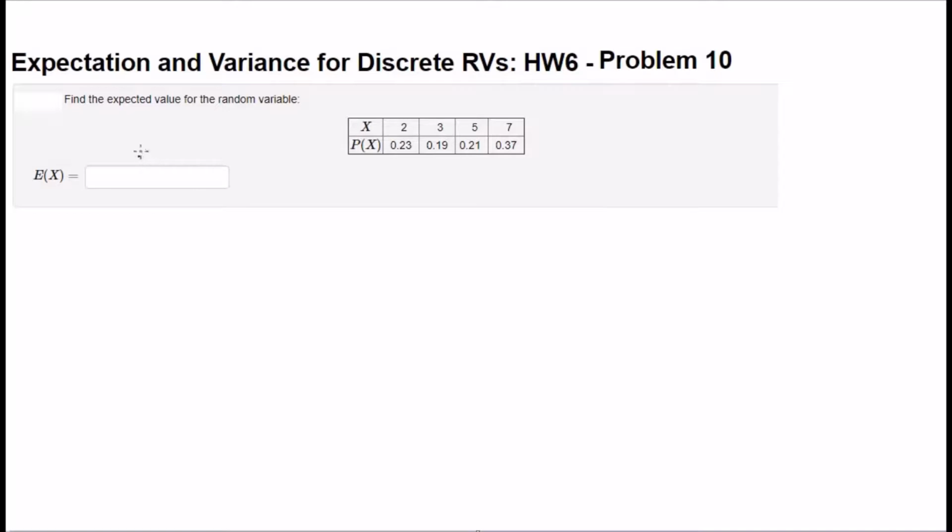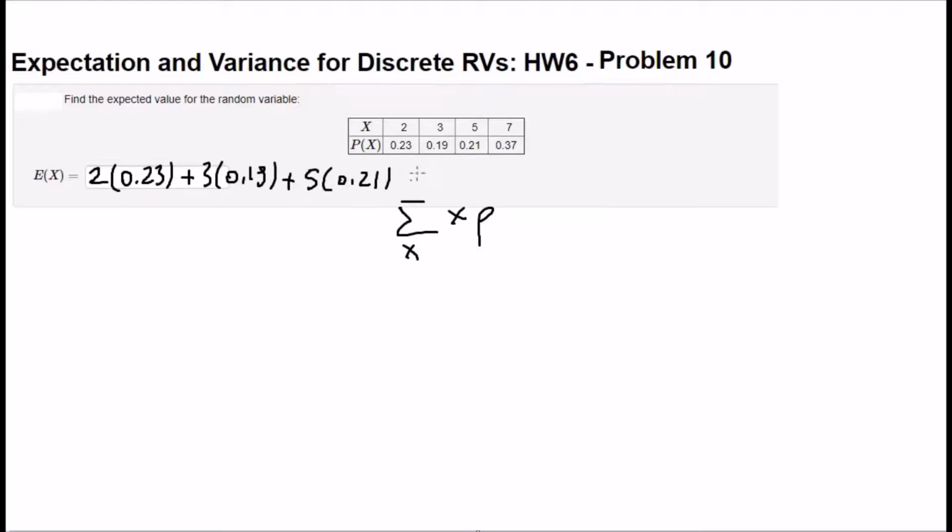Problem number 10. Find the expected value for the random variable. Expectation by definition is outcome x times the probability of that outcome. So here we were given it explicitly in the table, so it's going to be 2 times 0.23 plus 3 times 0.19 plus 3 times plus 5 times 0.21 plus 7 times 0.37. So this is the expected value for this random variable x.